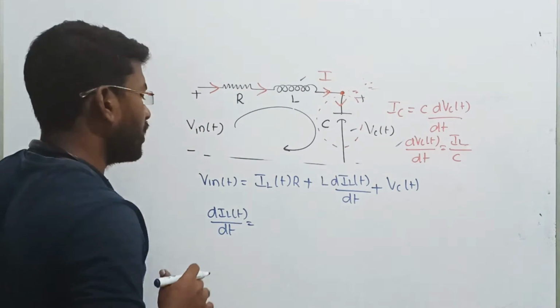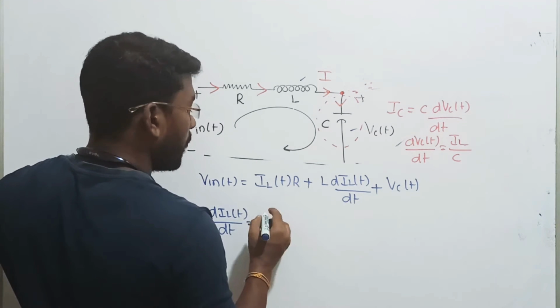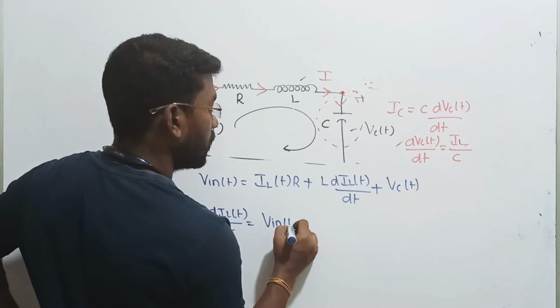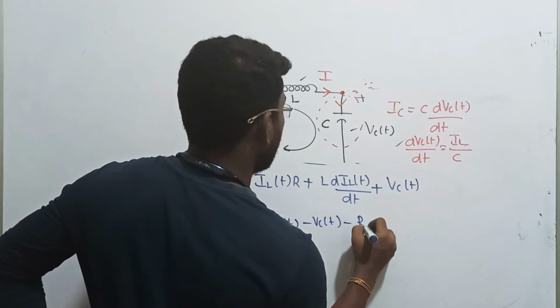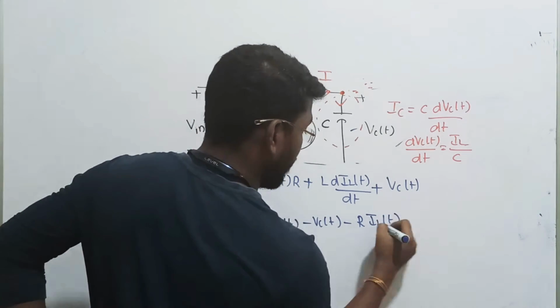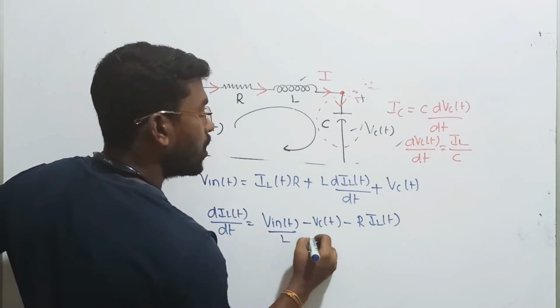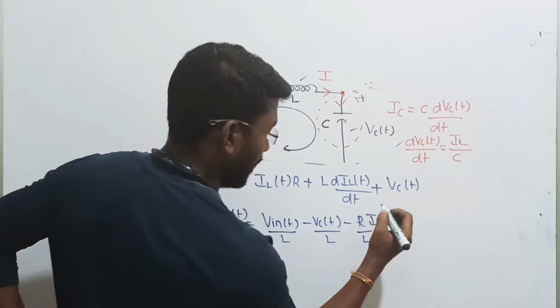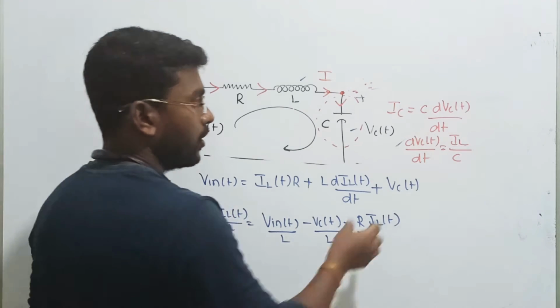So the conclusion is that dIL of t by dt should be equal to the input voltage V of t minus VC of t minus R into IL of t, and then I have to pass the L. There is an L here; if you pass it to the other side, all the terms get divided by L. That's all. Now from this we found the value of dIL of t and dVC of t by dt.